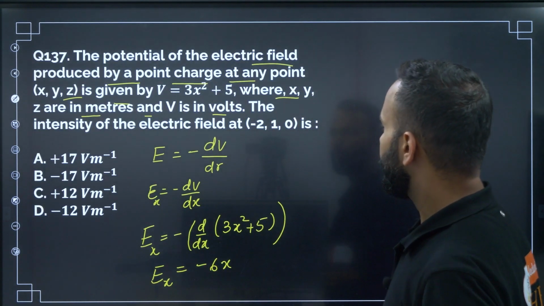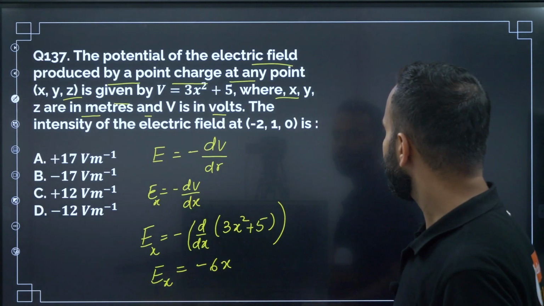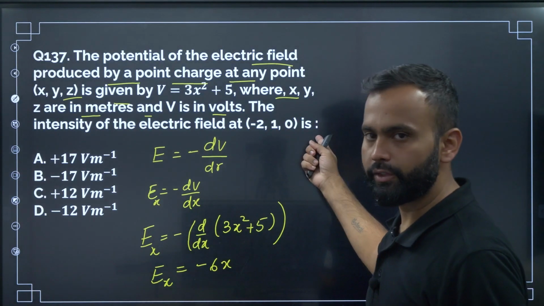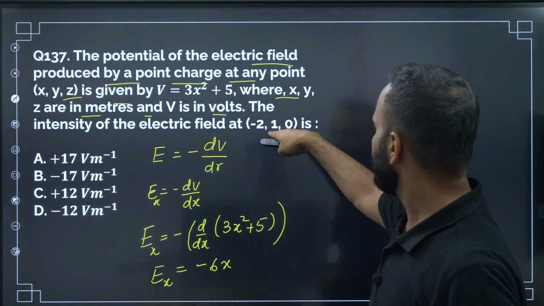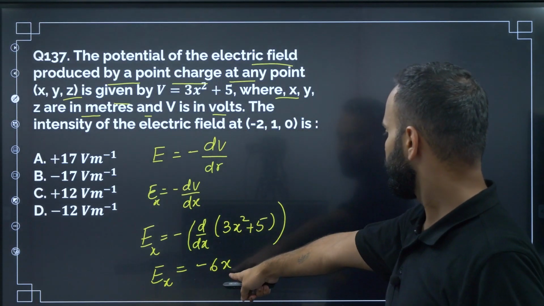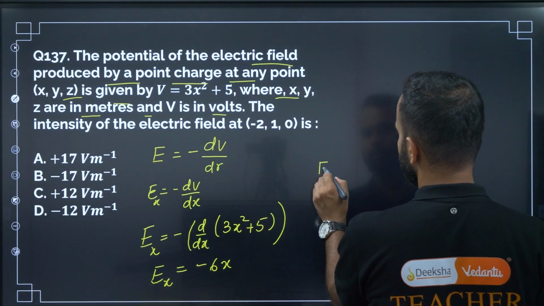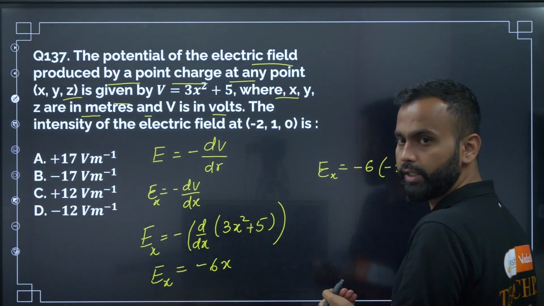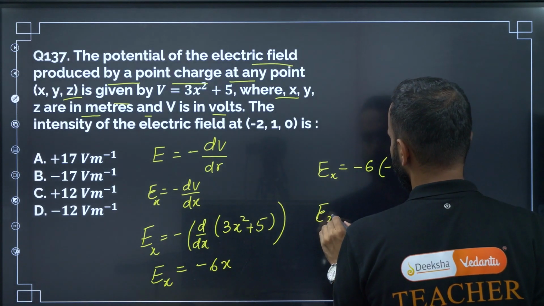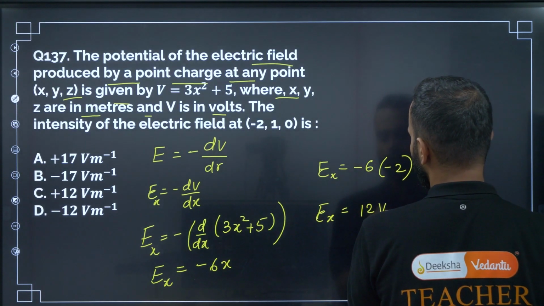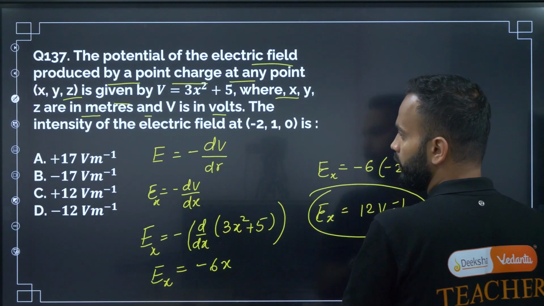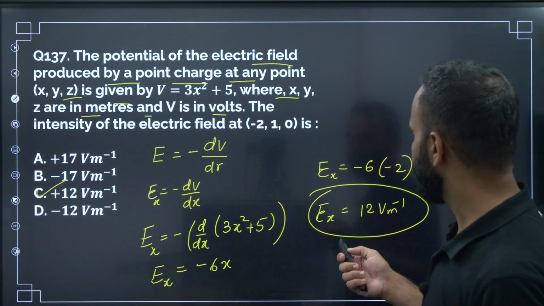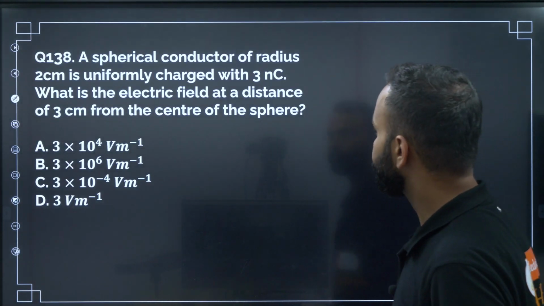So at what point we need to find the electric field intensity? At minus 2, 1, 0, right? Anyway, there is no y term and z term, and x is equal to minus 2. Now substitute the value of x here. So now Ex is equal to minus 6 into minus 2, which is plus 12. So Ex equal to 12 volt per meter. So the correct option is C, plus 12 volt per meter. Okay, next question.